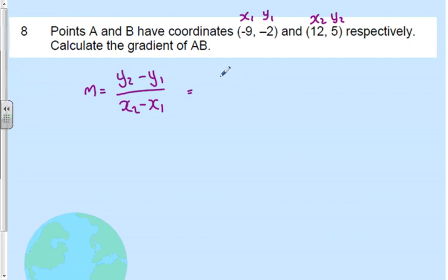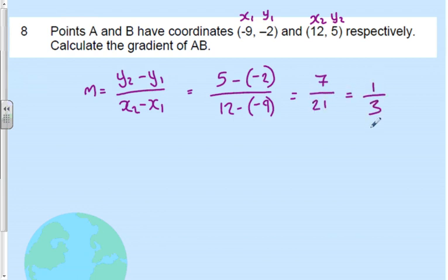So we have 5 minus -2, I'm sorry, I pulled the x coordinate accidentally there. 5 minus -2 over 12 minus -9. Continuing that on, we know that when we take away a negative, it's the same as adding a positive. That gives us 7 over 21, which is 1 over 3.